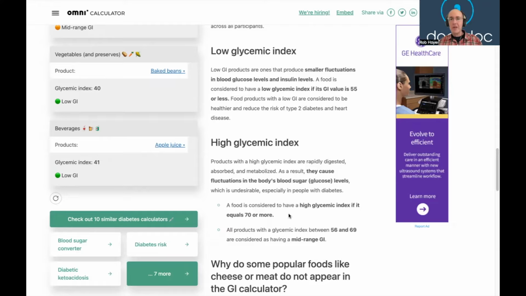And so these are two different measures, but the idea is to look at the effect on blood glucose of both the food and then the portion of the food.